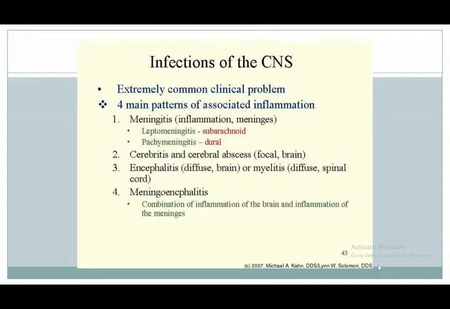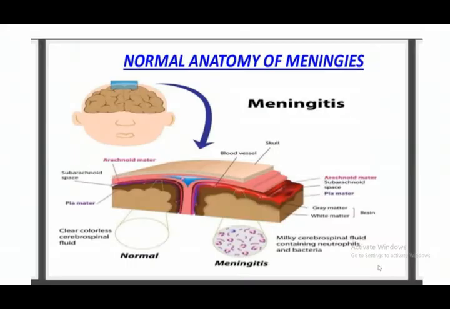While in some inflammatory disorders, for example sarcoidosis, you can have pachymeningitis, which is dural involvement with inflammation. Localized CNS infection includes cerebritis and cerebral abscess, while generalized and diffuse brain and spinal cord inflammation is called encephalitis or myelitis. When meningitis and encephalitis are combined, it forms meningoencephalitis, which is infection of the brain matter as well as inflammation of the meninges. It can be seen in TB, it can be seen in viral infections.